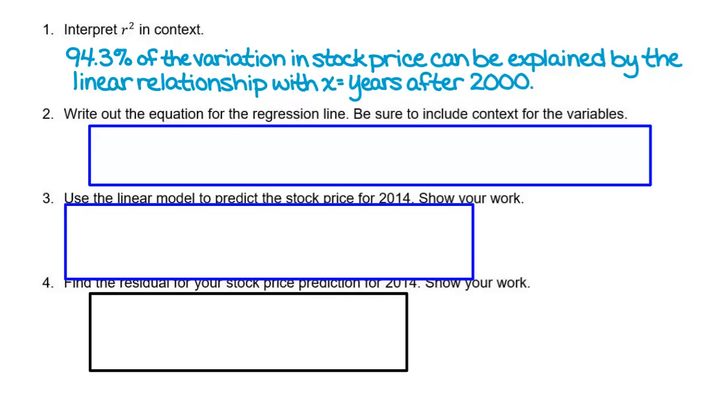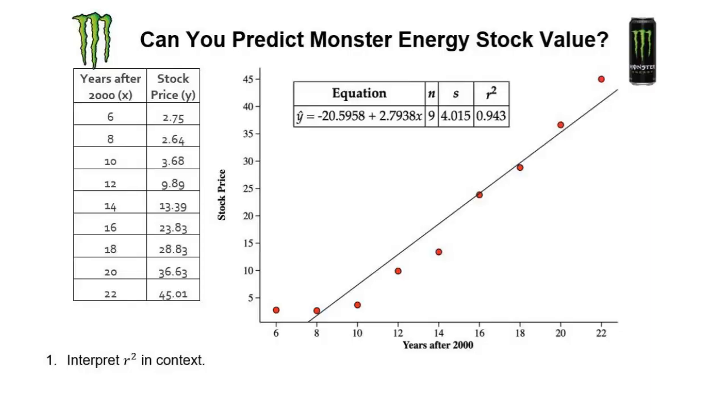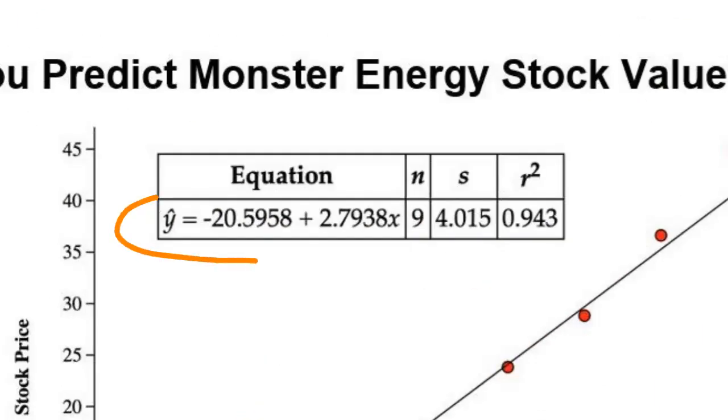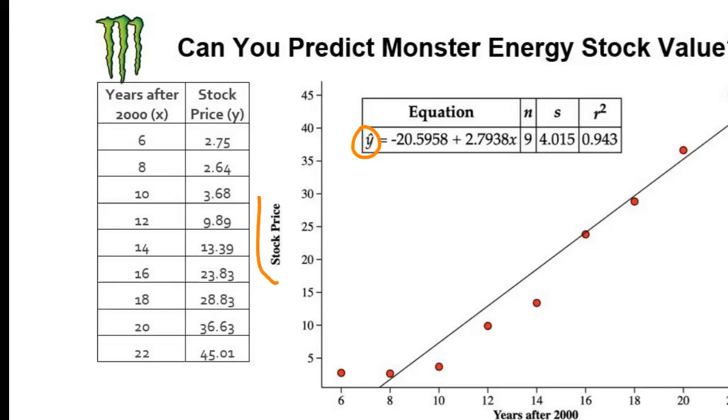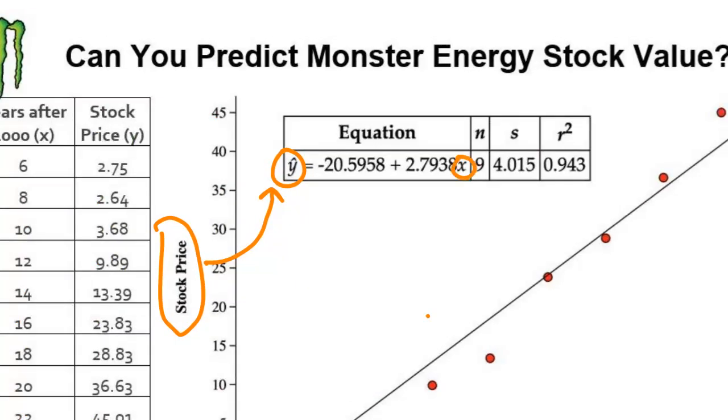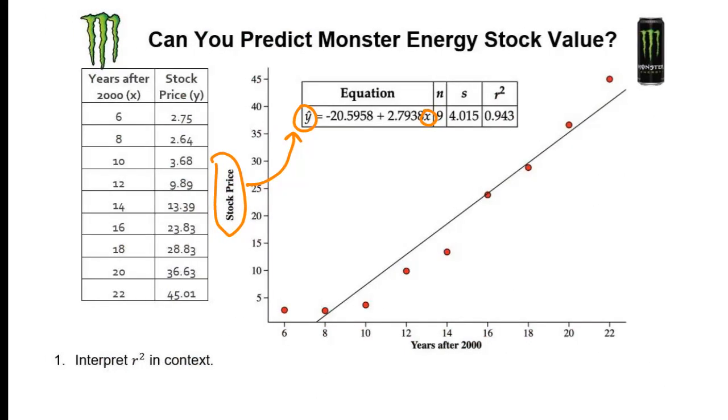All right, number 2 says to write out the equation for the regression line. Be sure to include context for the variables. So they did a lot of the legwork for you already on this, right? You were given the summary statistics back here, and you had an equation right here, but we needed to write this in context. So instead of writing y hat, what are we going to put in the place of y? Stock price goes in the place of y. In the place of x, what would we have? Years after 2000. Years after 2000 takes the place of x.